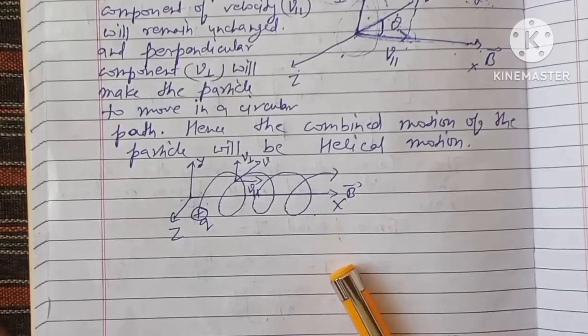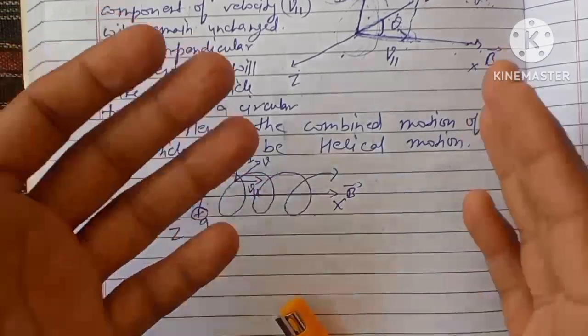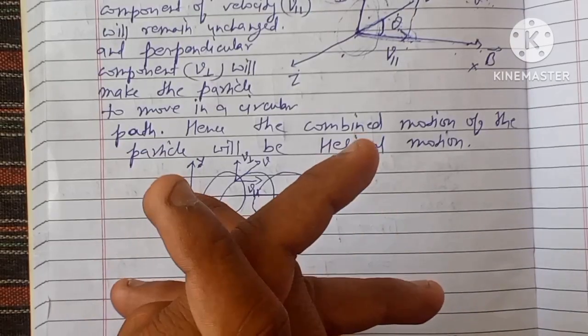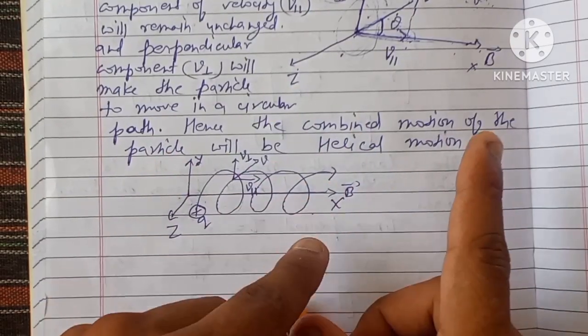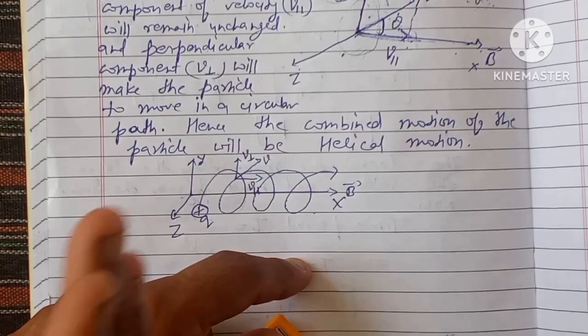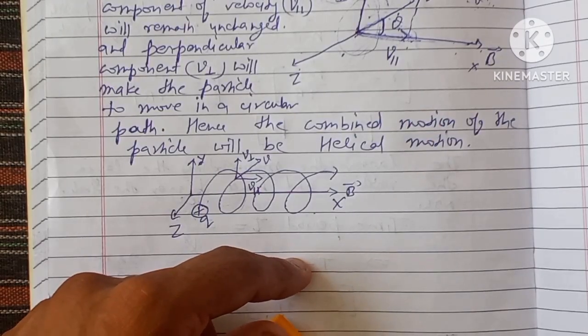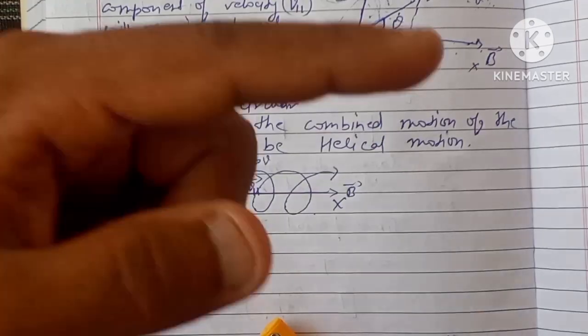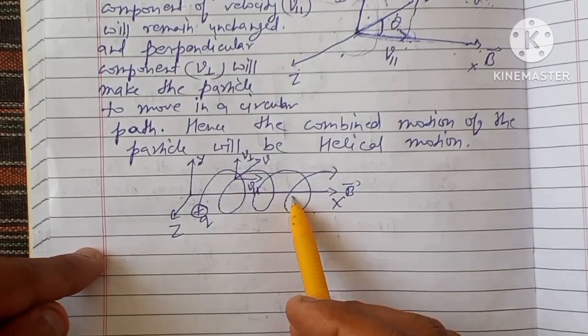So if the particle's velocity makes an angle theta with the magnetic field, then its path will be a helical path. The perpendicular component of the velocity will make a circle and the parallel component will make the particle move along the magnetic field. So the combined motion is represented by a helical path.